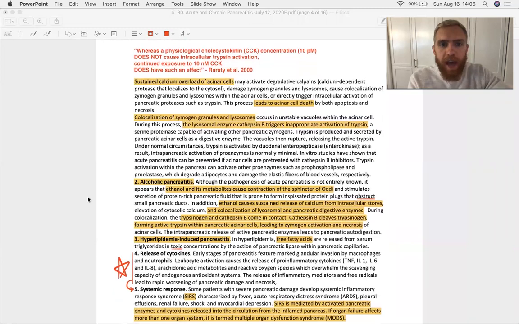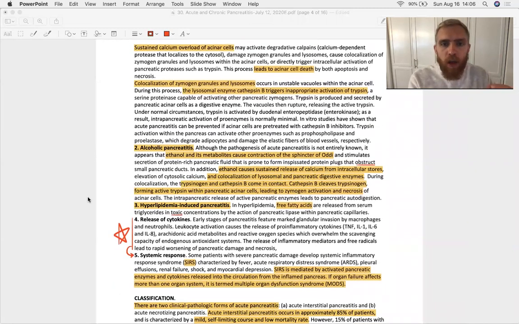So sustained calcium overload of acinar cells leads to cell death by apoptosis and necrosis. Necrosis by the enzyme activation. Apoptosis because recall that in any cell, high intracellular calcium, if sustained, is going to activate your, what are they called? Caspase pathways, right? Caspase 3, 8, and 9 that are going to get the ball rolling on apoptosis. So calcium causes cell death from multiple angles.